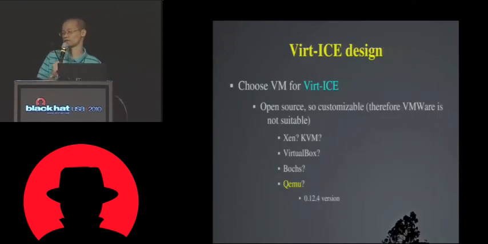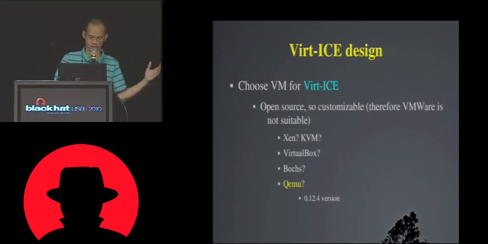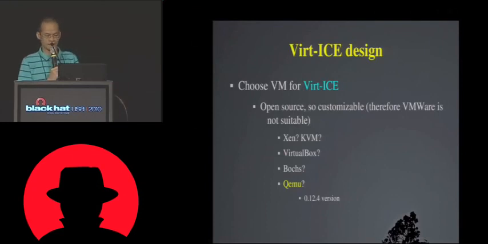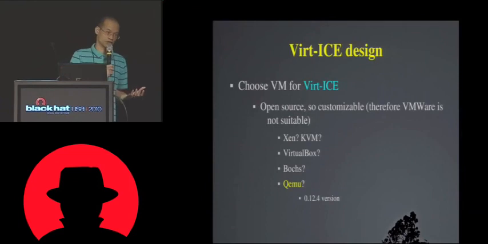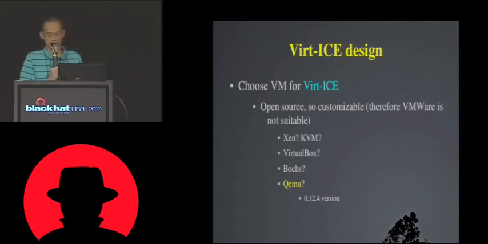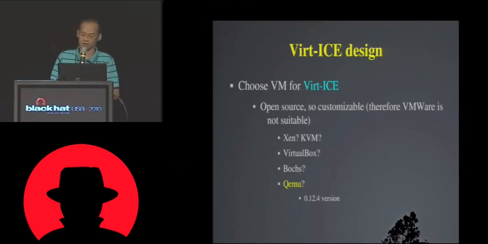Okay, so we solved the first problem, how to understand the guest context from outside. You can get everything from outside. You can see everything from outside, like we stay inside. So the next problem is that we base VirtICE on a virtual machine, so we need to choose a virtual machine for VirtICE. Which virtual machine to choose? Because we need to customize the virtual machine to instrument it, of course we need an open source virtual machine.